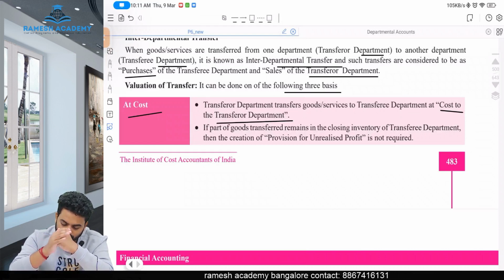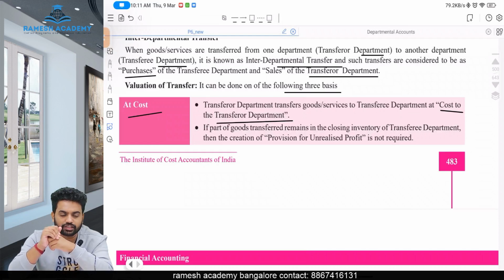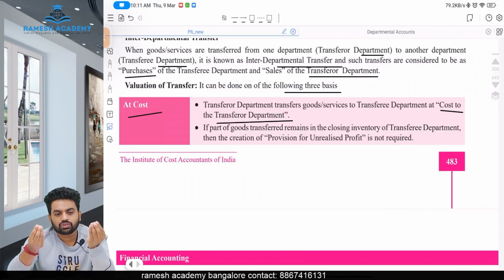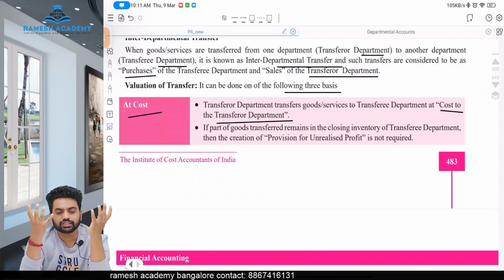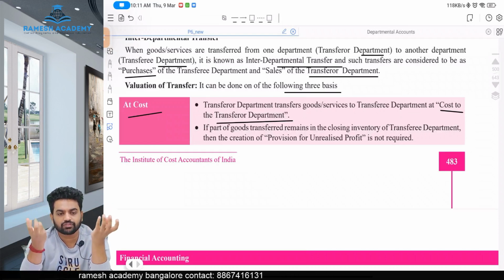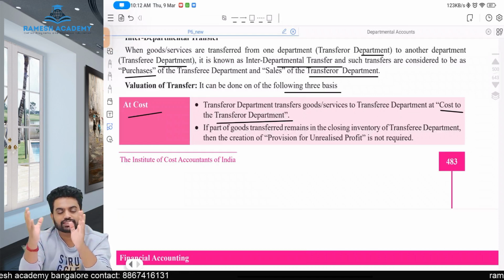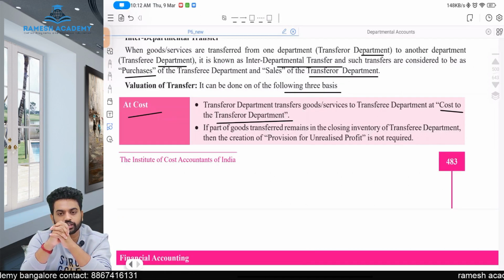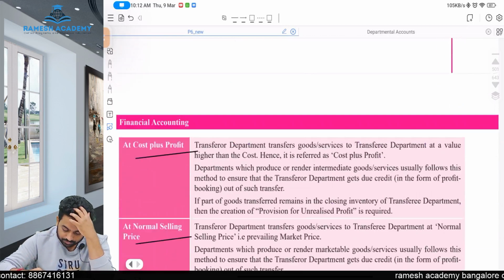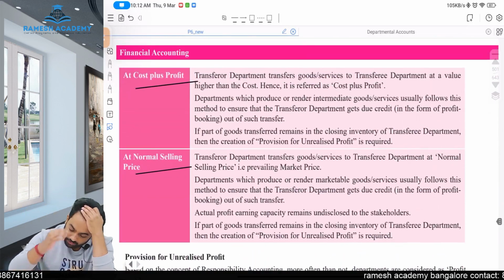If the price of goods transferred remains in the closing inventory of the transferee department, then the creation of the provision for unrealized profit is not required, because there is no loading involved. When there is no loading involved, why would you want to eliminate an unrealized profit? Whatever the profit is there, everything is realized, as closing stock is not contributing much towards unrealized profit. Okay, so done.